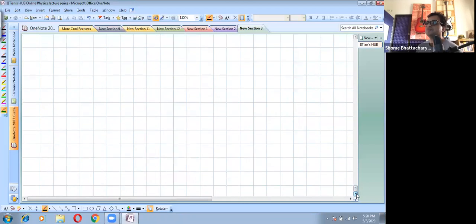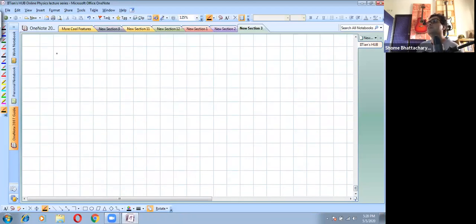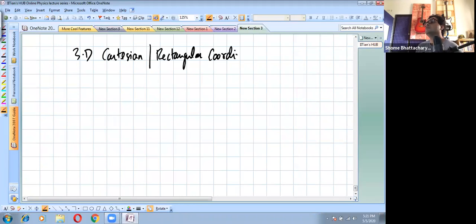Okay, so now that we have done this, we have understood the 3D Cartesian, or what we call rectangular coordinate axis.